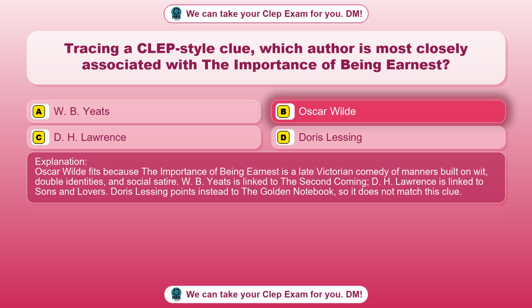Oscar Wilde fits because The Importance of Being Earnest is a late Victorian comedy of manners built on wit, double identities, and social satire. W. B. Yeats is linked to The Second Coming. D. H. Lawrence is linked to Sons and Lovers. Doris Lessing points instead to The Golden Notebook, so it does not match this clue.